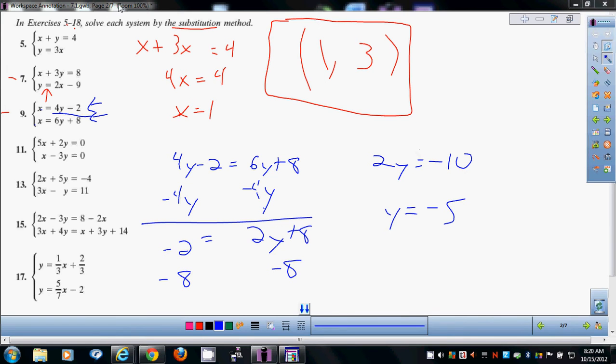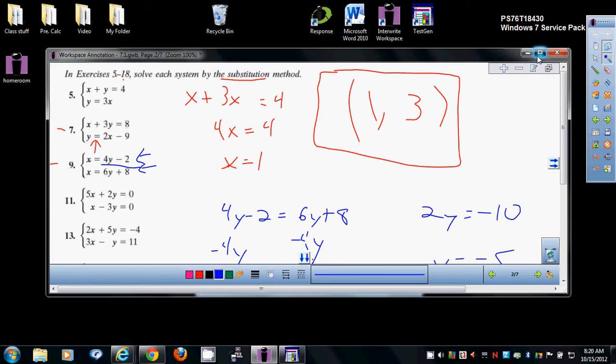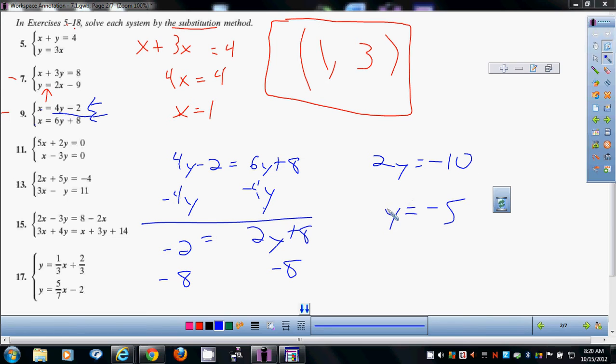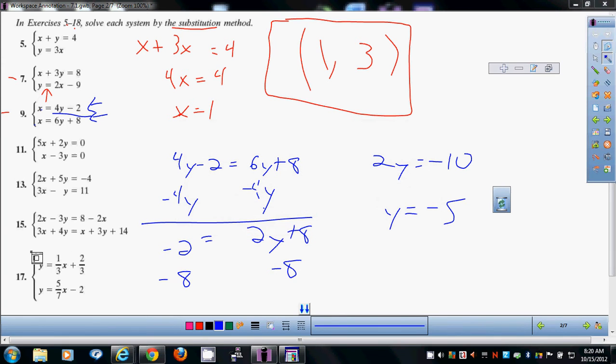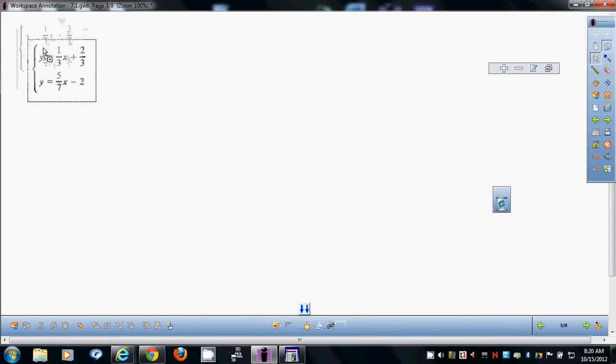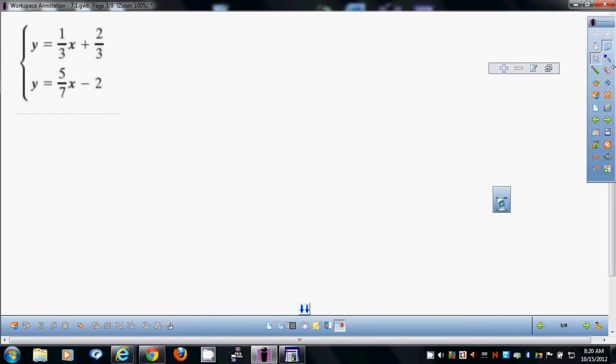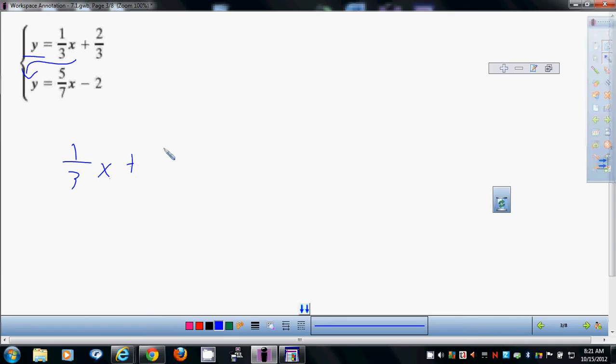Anyway. Okay. That's the substitution method. All right. Let's see. The hardest thing you should have to do with substitution might be fractions. So like number 17 here. So when you have to set two fractions equal to each other, because we're going to let this y equals plug in for here. So that's 1/3 x plus 2/3 equals 5/7 x minus 2.